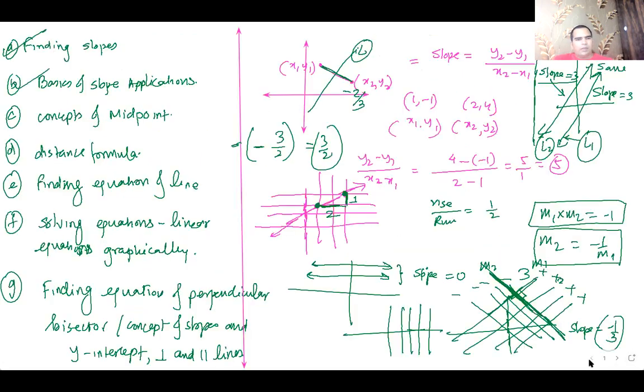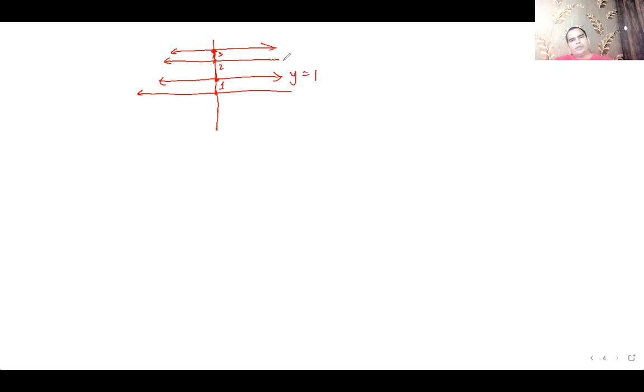Now coming back to our E part, which is finding the equation of a line. First, we need to be comfortable writing the equation of lines that are horizontal. Let's say a horizontal line cuts at 1, another at 2, another at 3. The equations will be y equals 1, y equals 2, y equals 3.